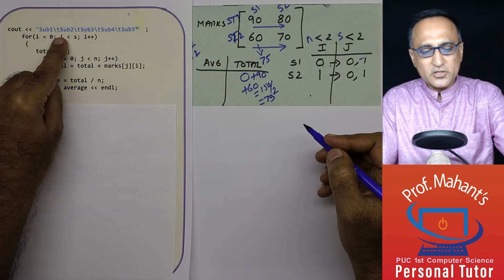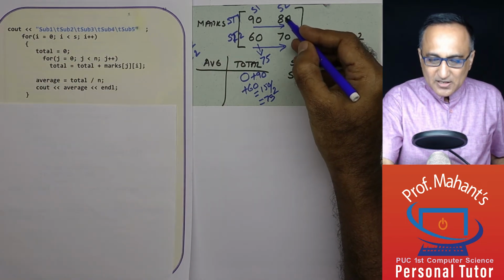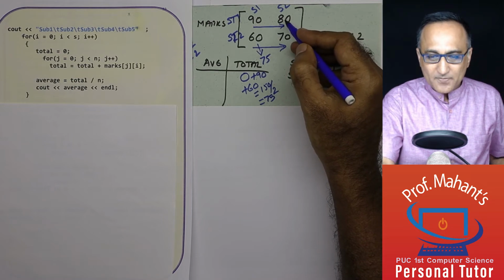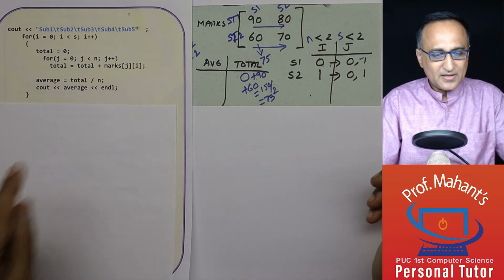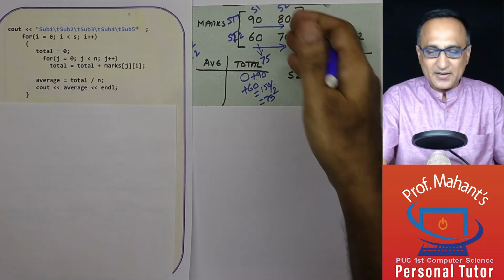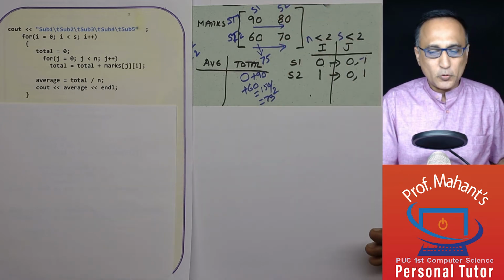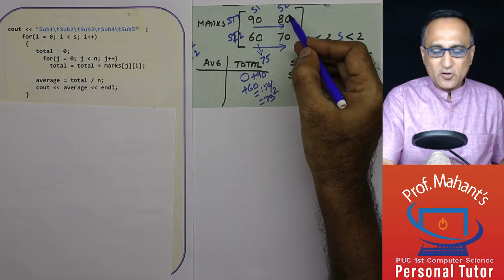Now I go back to this loop. I becomes 1. Now for this first column, according to C, this particular fellow, I am going to find the average. 70 plus 80, whatever it is, in the same manner I am going to do it. So you can try for 1 0.